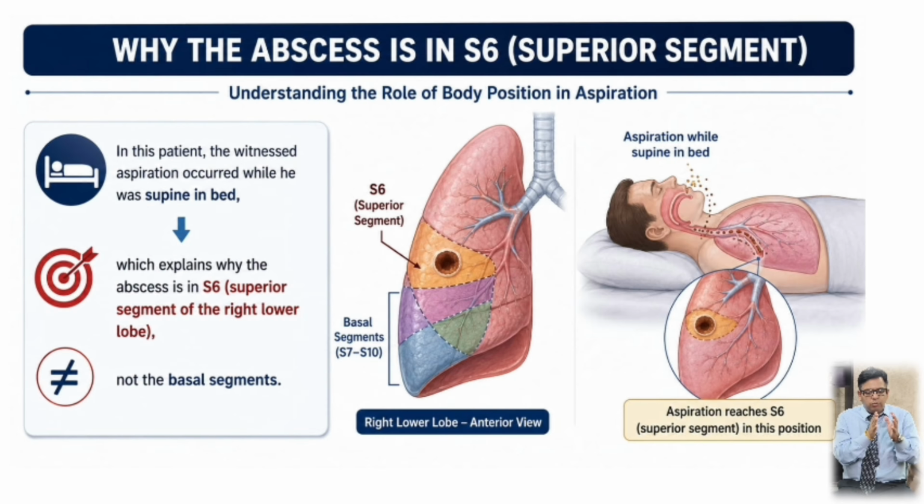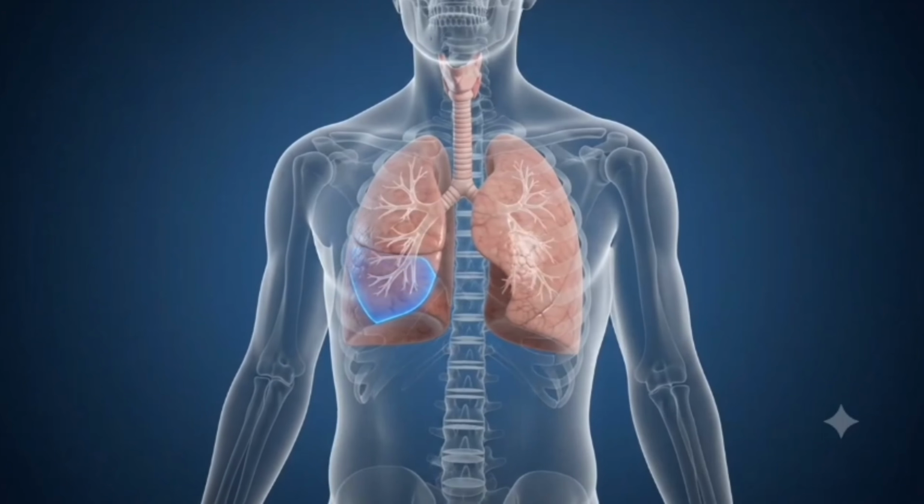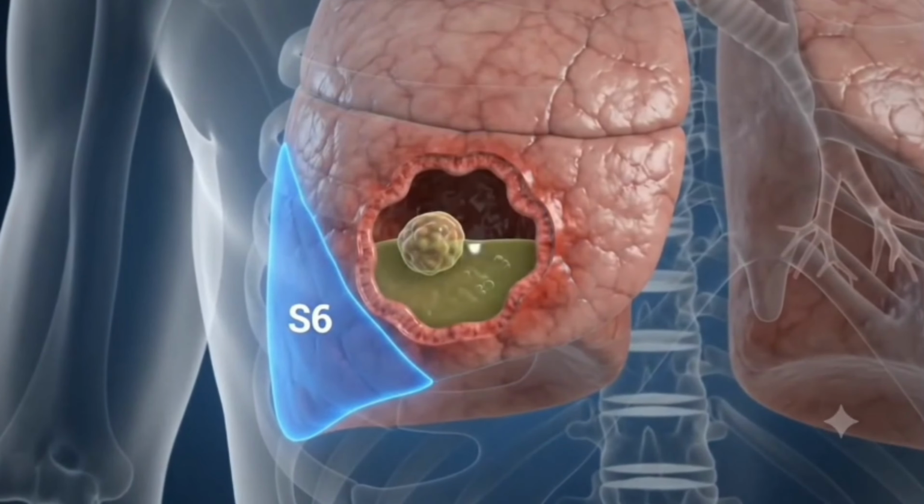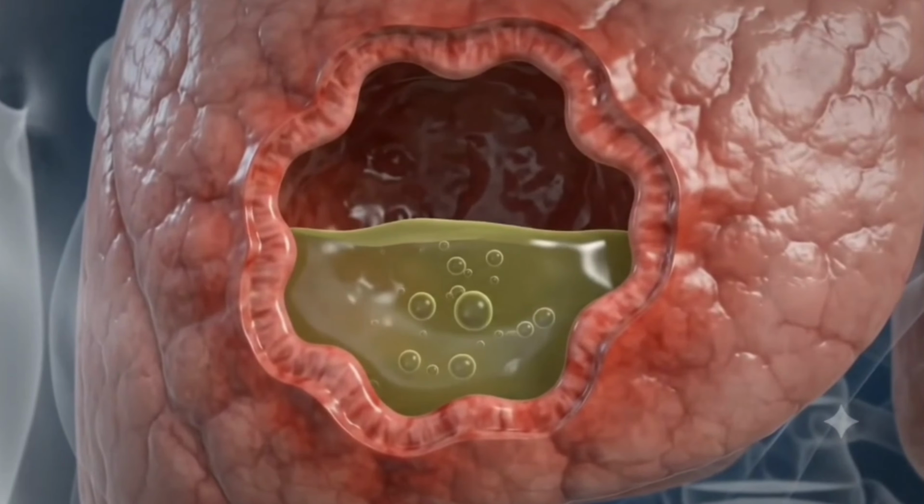So, one more concept which I would be summing up is, when it comes to aspiration pneumonitis developing into a lung abscess in supine position, we need to see which is the most dependent part of the lung where the abscess will get collected. So it is the segment 6 of the right lower lobe. In supine position, segment 6 is the most dependent segment. So we are getting a lung abscess there.